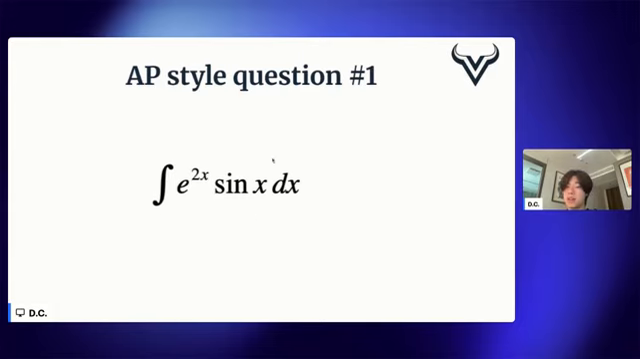So you can try it yourself. Remember, the first thing is to identify what is a good u and what is a good dv, and then continue from there. It might look different, but I think you guys can do this. I'll show the answers in 3, 2, 1.